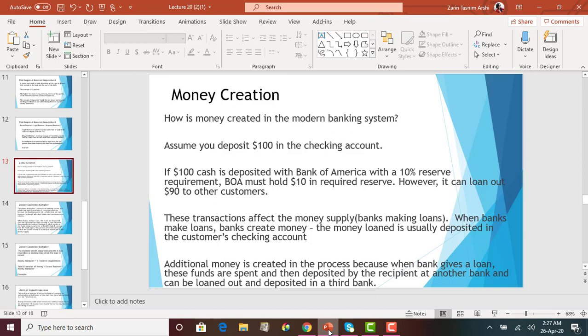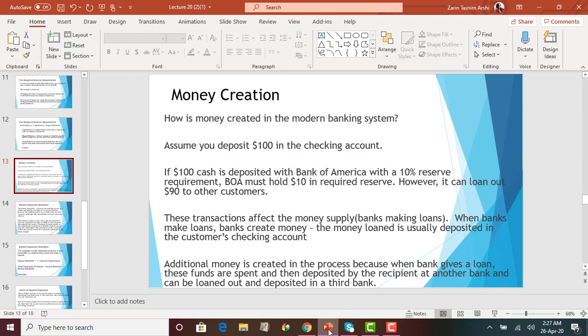Similarly, when money is created in the process, because when a bank gives a loan, these funds are spent and deposited by the recipient at another bank, and can be loaned out and deposited in a third bank. So again, the whole process continues.